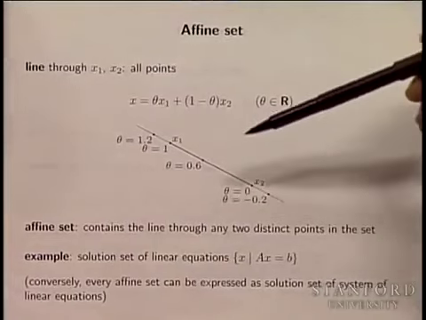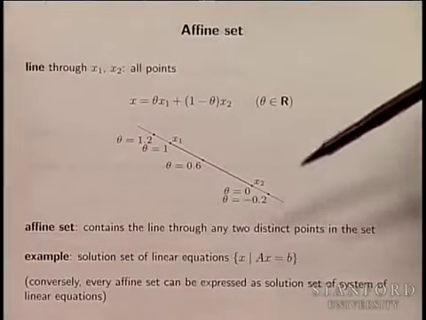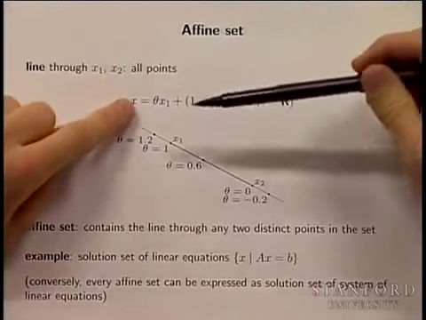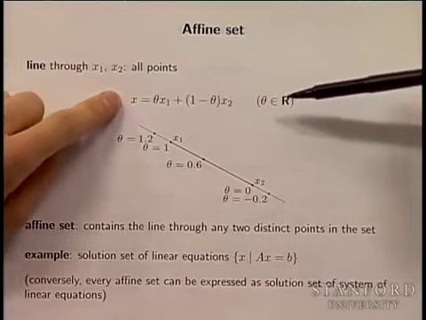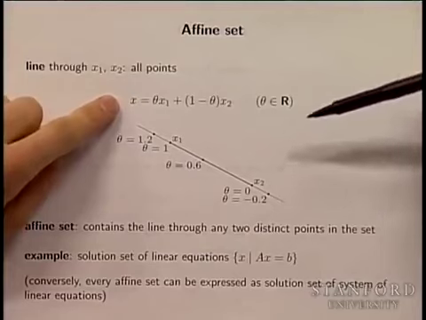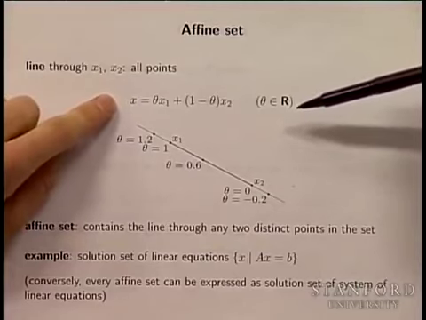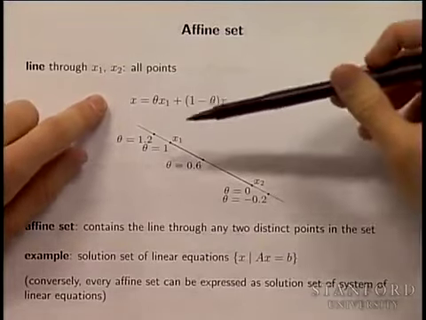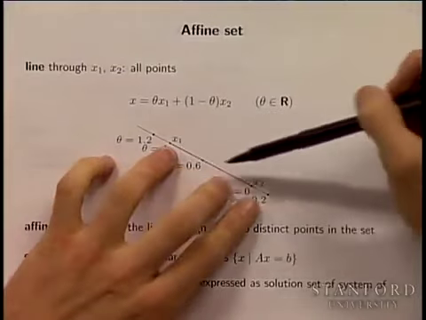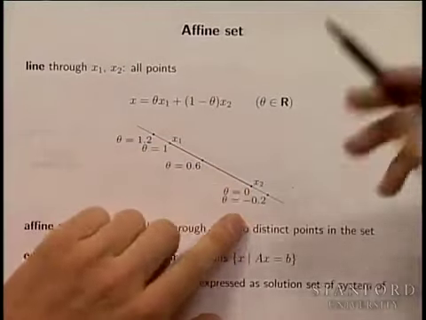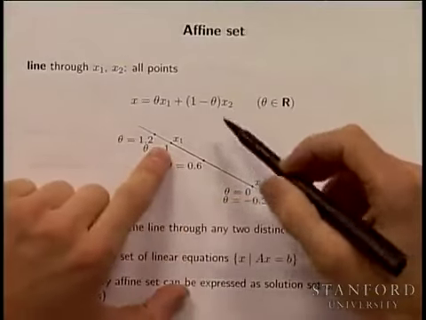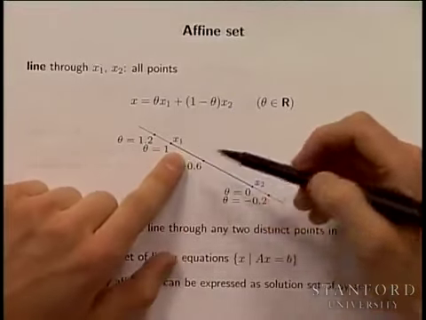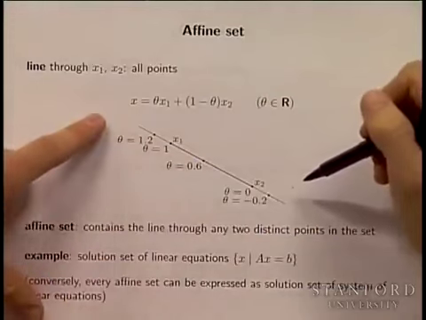We can form a line from any 2 points. We can parameterize the line going through those 2 points using a parameter such as theta. Now in this example, theta can vary over the whole real line, and it should trace out the whole line. So we've got a point x1 here, we've got a point x2. When theta is 0, we're sitting right at x2, and then when theta is 1, we're sitting at x1, and it traces out the whole line like this.